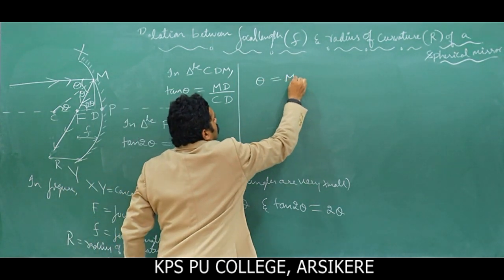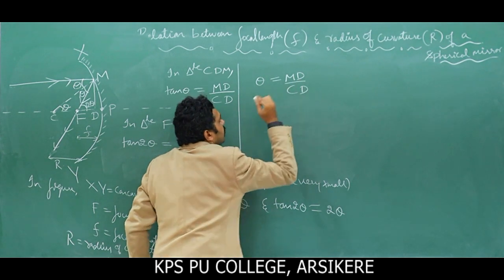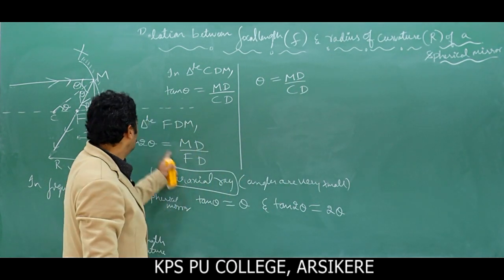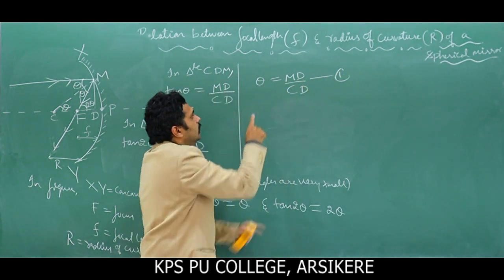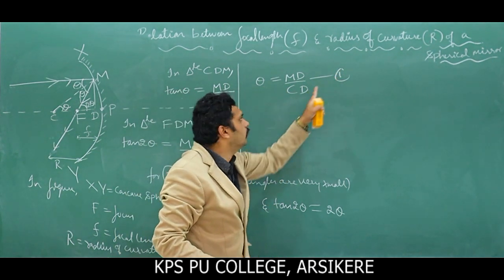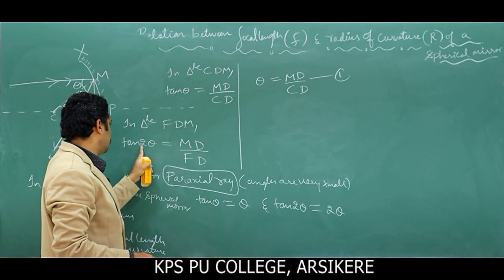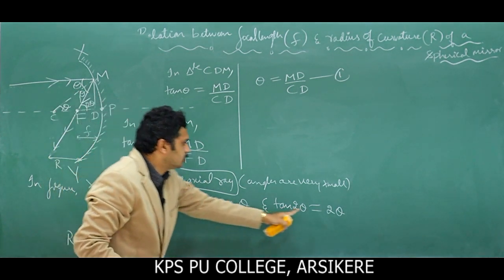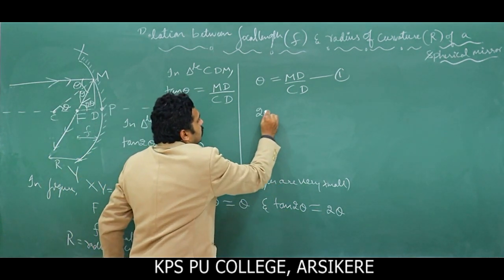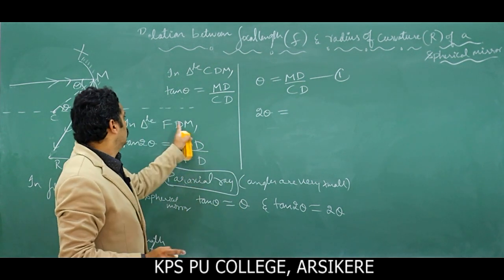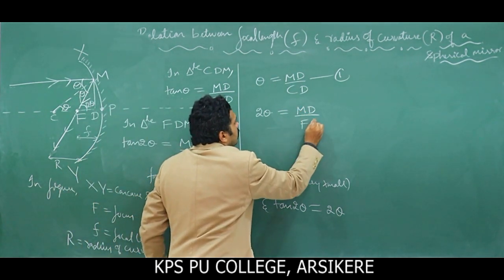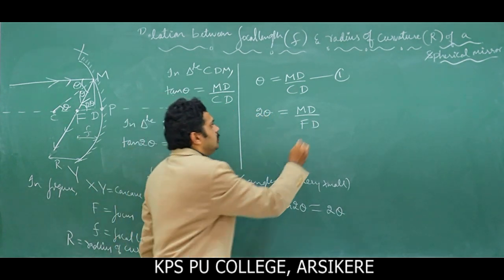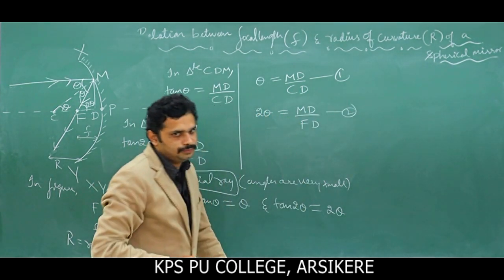Paraxial ray. Now in place of tan theta, I am using theta. Theta is equal to MD by CD. I take this as equation number 1. Now tan 2 theta means 2 theta. 2 theta is equal to MD by FD. This is equation 2.